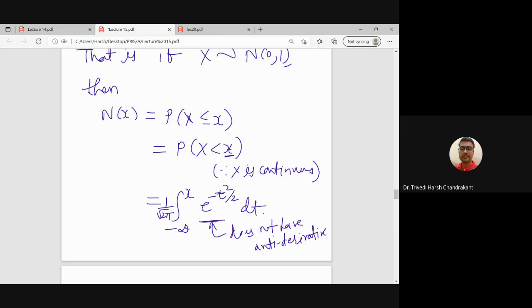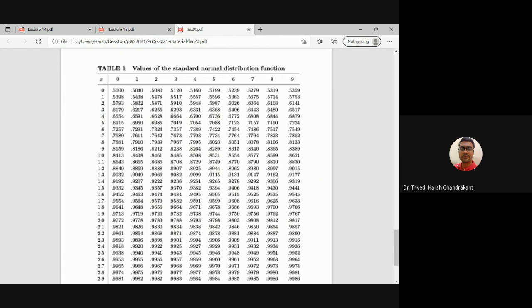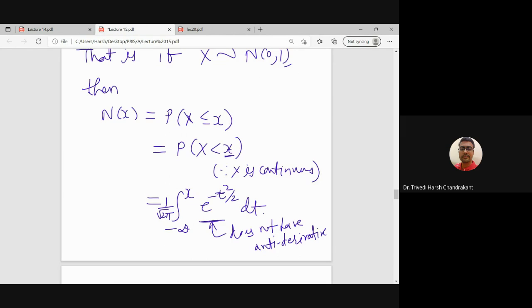So what we use is the approximate value of this integral, and such an approximation is given like a logarithm table. We have a table of the standard normal distribution function at different values. The values are already known, and they are given in most of the books, and you can even find them on the internet. So using this table, we can find different values of N(x) when x is positive, right?